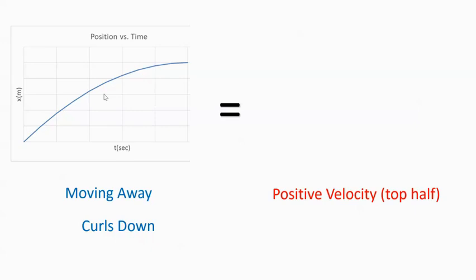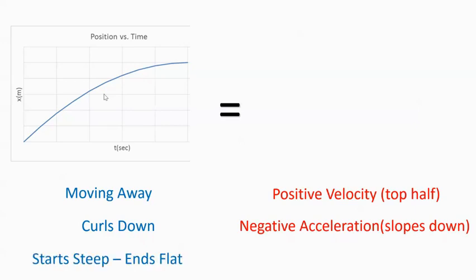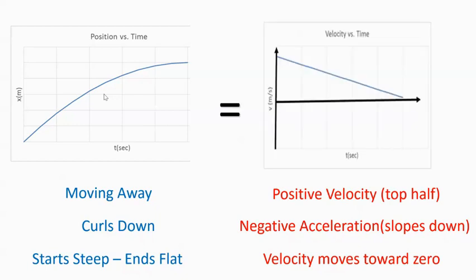Because of that, on the velocity graph, we expect to see the negative acceleration, which means a slope going down. This one starts steeper and ends flatter, which means the velocity graph needs to move towards zero. So it's going to be in the top half, the velocity graph is. It's going to slope down and it's going to move towards zero. So what would that look like? It would look like that graph right there.